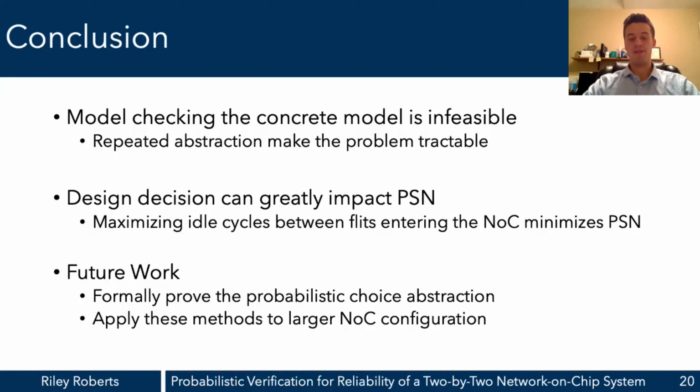For example, if a NoC is known to receive about 30 flits every 100 cycles from the rest of the system, it would be better to send those flits 1 out of every 3 cycles over the course of the entire 100 cycles than to send all 30 in a burst, as far as power supply noise is concerned. As future work, we plan to formally prove the probabilistic choice abstraction, as well as apply these methods to larger NoC configurations.